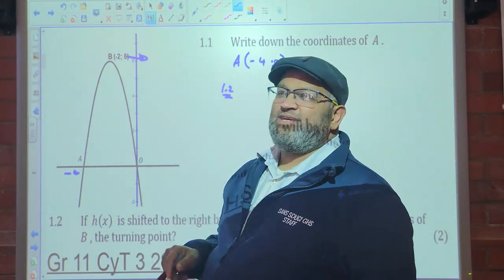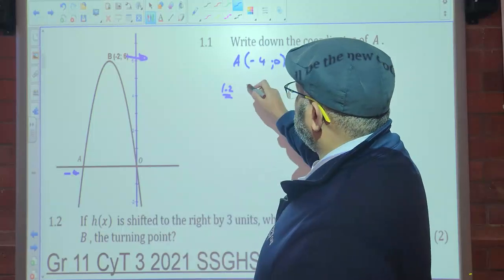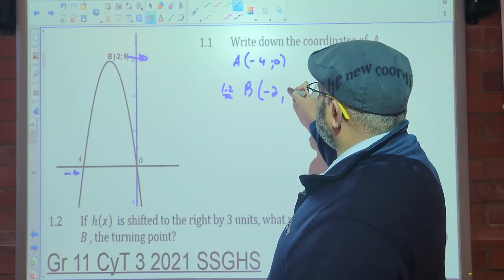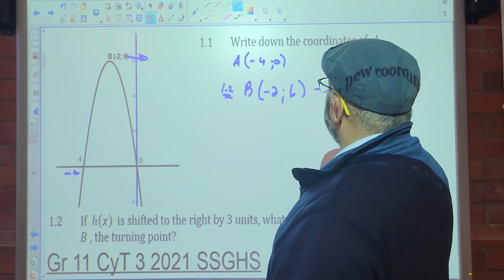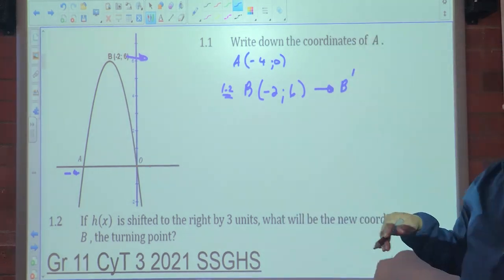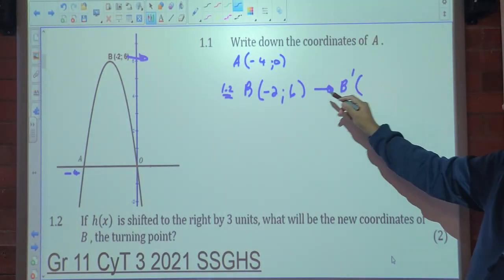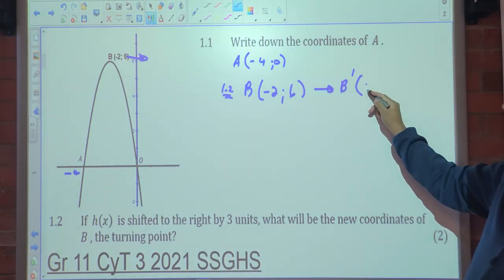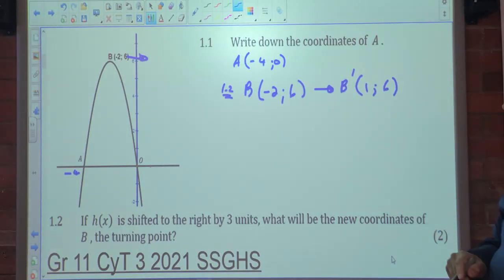So it will affect my x. So B, which is (-2; 6), will become the image of B, B dash. Add 3 to the x-value and I'm going to get 1. That's the new turning point. Okay?